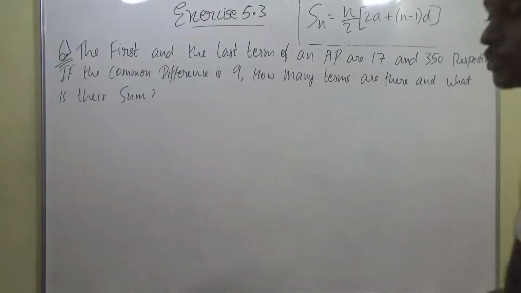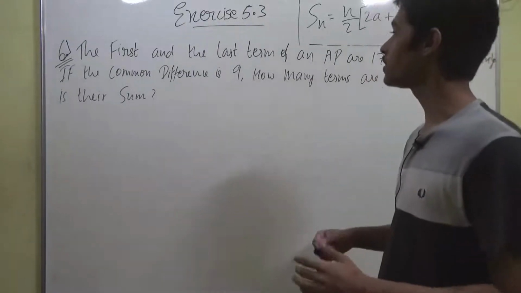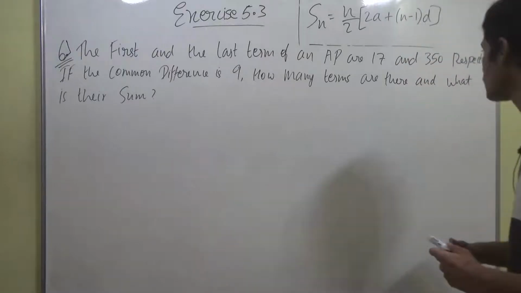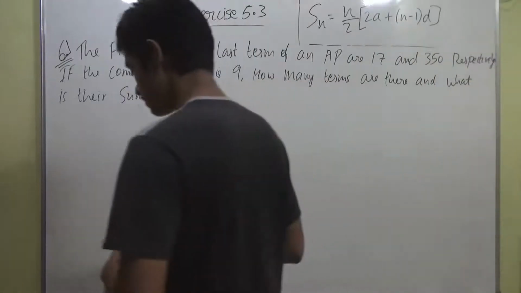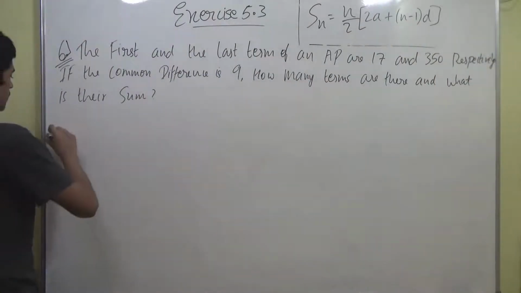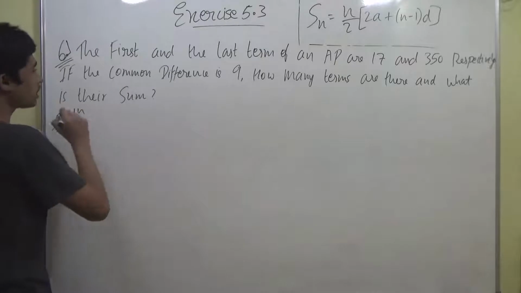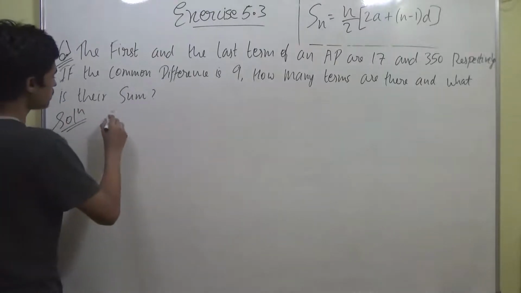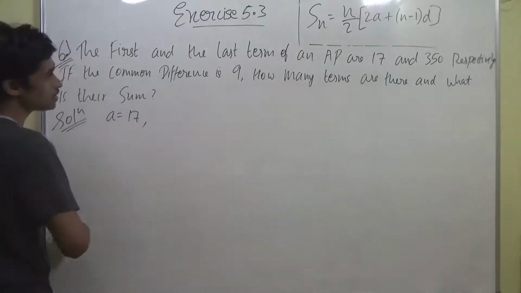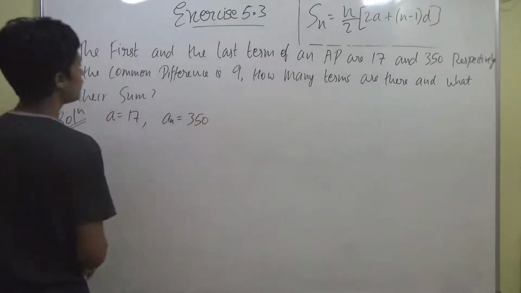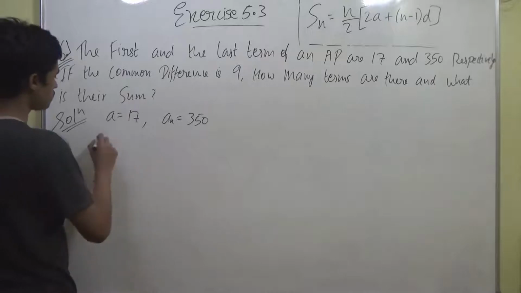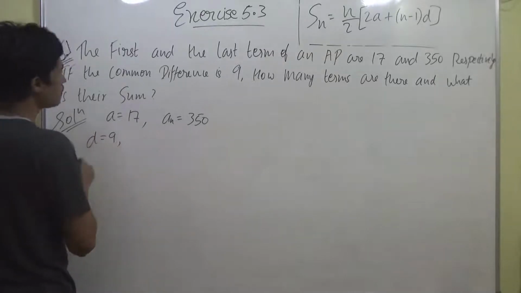Okay guys, now let's go to question number 6, which says the first and the last term of an AP are 17 and 350 respectively. If the common difference is 9, how many terms are there and what is their sum? So first let's write down what is given. They are given the first term equal to 17 and the last term equal to 350, that is a of n equal to 350, and then the common difference is 9, which means small d equal to 9.